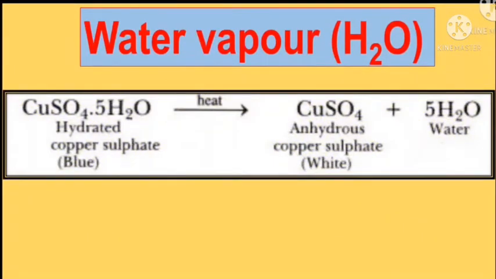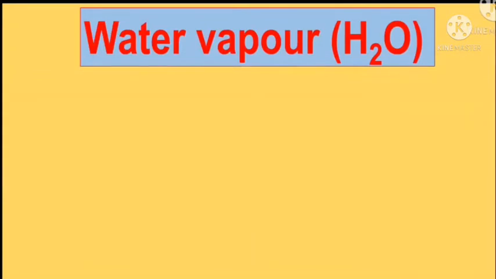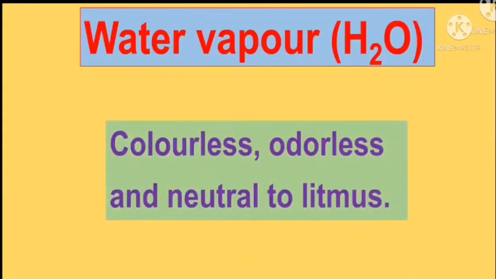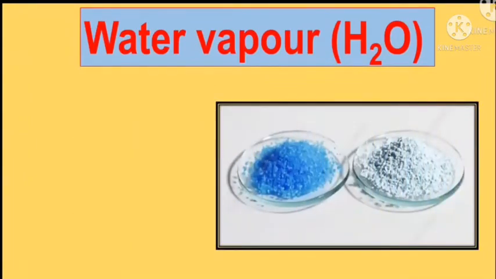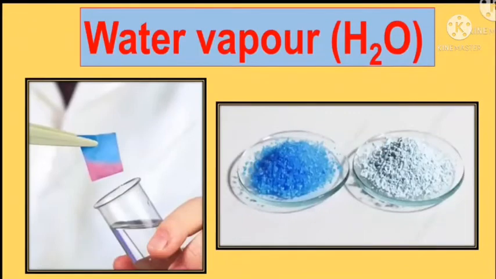For example, here, on heating hydrated copper sulfate, anhydrous copper sulfate and water vapor are formed. It is colorless, odorless, and neutral to litmus. It turns anhydrous copper sulfate from white to blue. It also turns blue cobalt chloride paper pink.